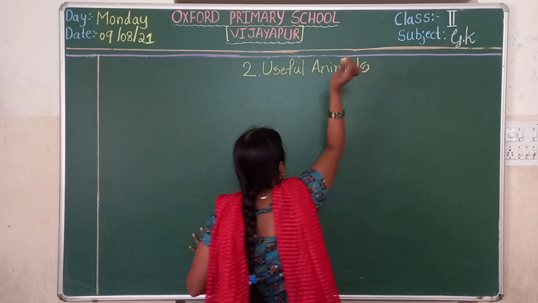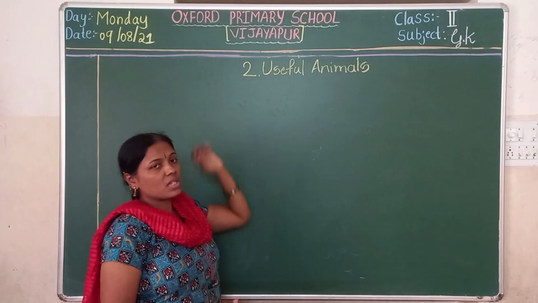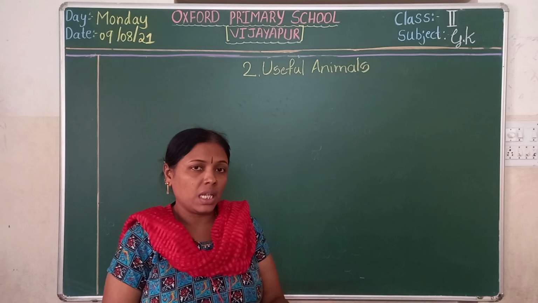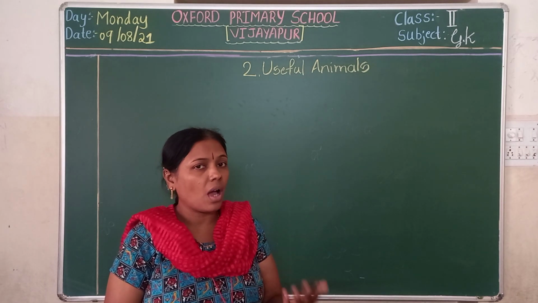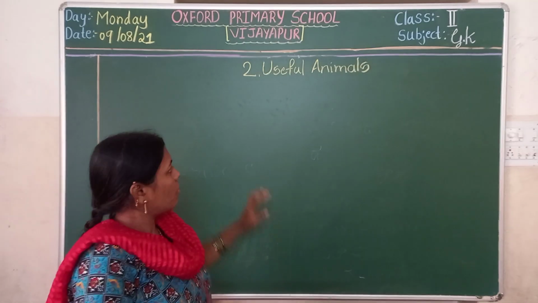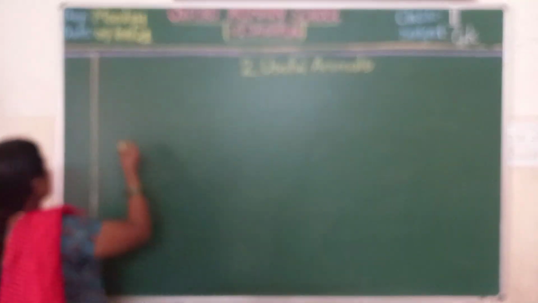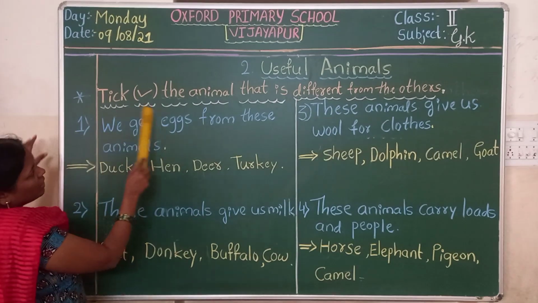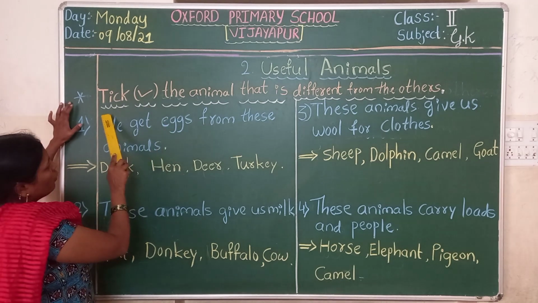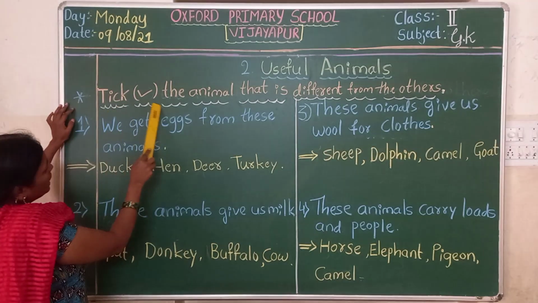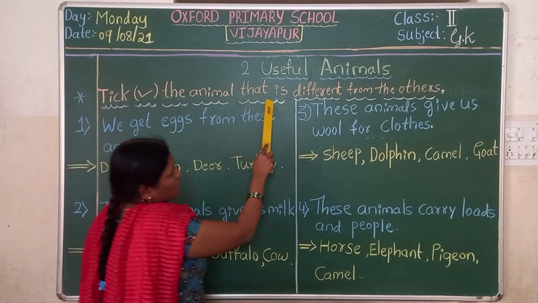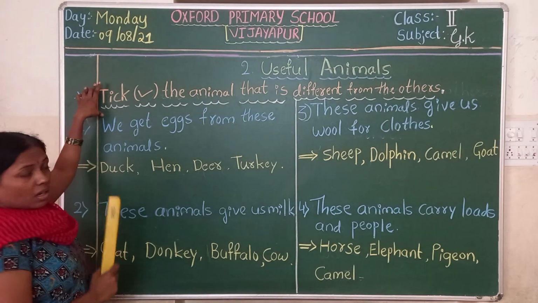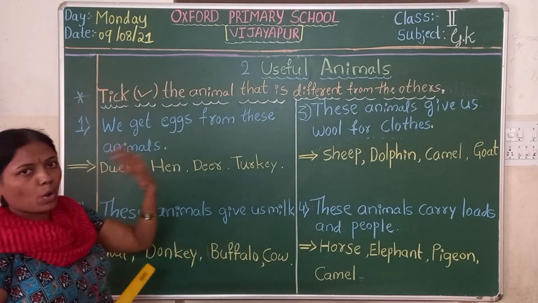What? Useful animals. So here we have a subheading. What is that? Tick the different animals from the others. This is the subheading. We will write that subheading and see. See, children, I have written the subheading here. We will read the subheading. Tick the animal that is different from the others. What is the subheading here? Tick the animal that is different from the others.